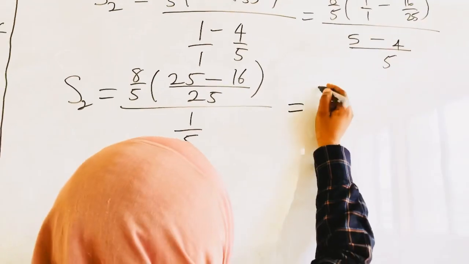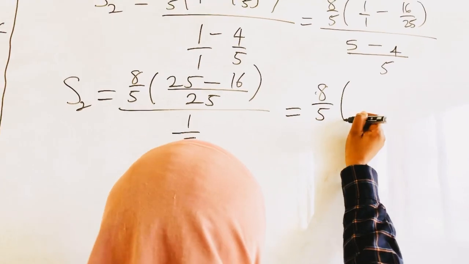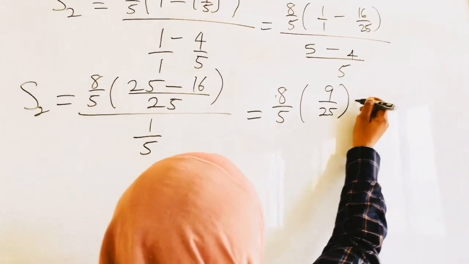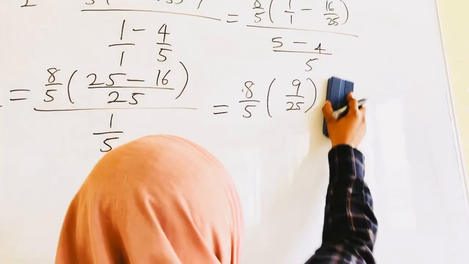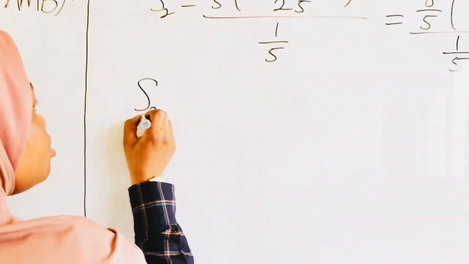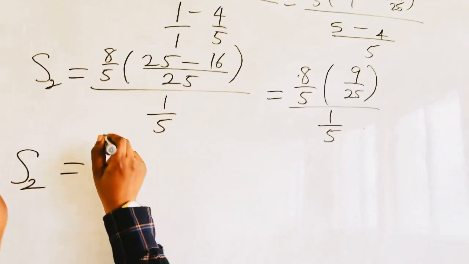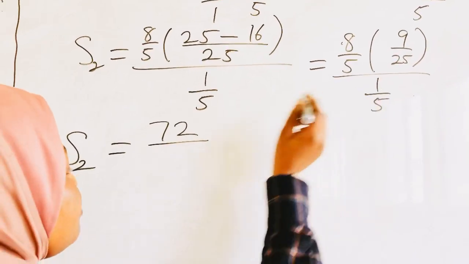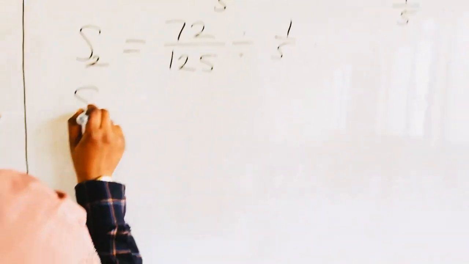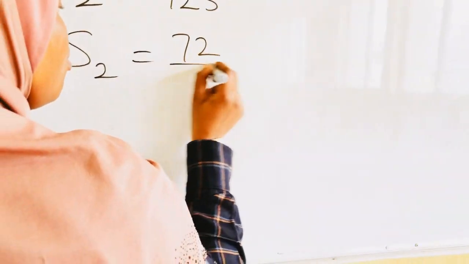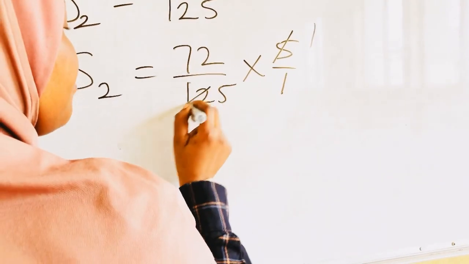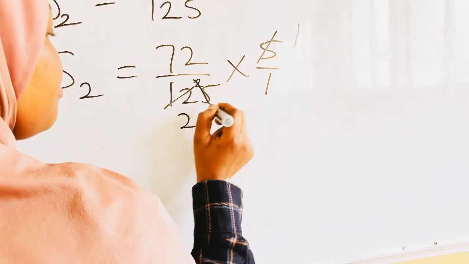So this one is equal to 8 over 5 into brackets 25 minus 16, 9 over 25, divided by 1 over 5. So S subscript 2 is equal to 8 times 9, 72, over 5 times 25, 125, divided by 1 over 5. So S subscript 2 is equal to 72 over 125 multiplied by 5 over 1. So 5 here 1, 5 here 25. It remains 2 and 5.